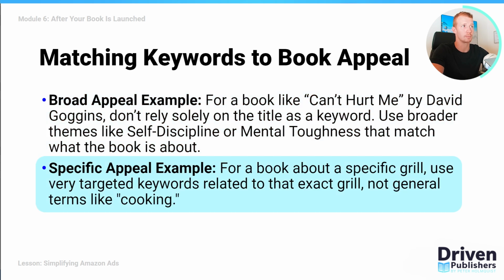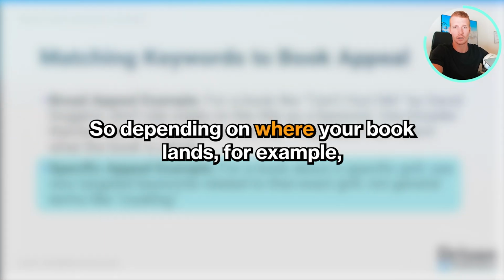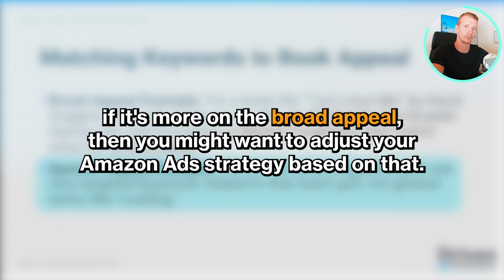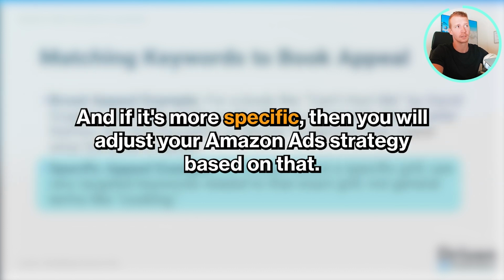Now, a specific appeal example is when you have, for example, a book about a specific grill. So instead of using a keyword such as cooking for your Amazon ad, use the specific keyword for that exact grill, because not everyone who searches for cooking will have that grill. That is the difference between broad appeal and specific appeal. So depending on where your book lands, if it's more on the broad appeal, then you might want to adjust your Amazon ad strategy based on that. And if it's more specific, then you will adjust your Amazon ad strategy based on that.